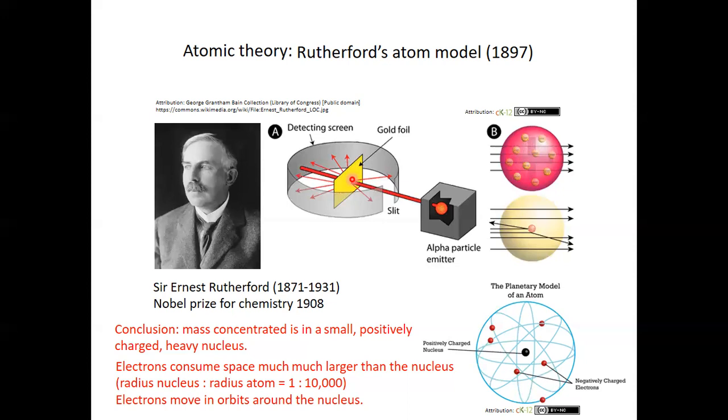What was observed, however, was something different. While most of the particles actually went straight through the gold foil, a few of them, but only a few of them, got deflected, and even fewer of them were reflected. And that meant that Thomson's atom model actually couldn't be correct. If it was correct, really all the alpha particles would need to go straight through. Therefore, what other atom model would be consistent with the experimental observation?